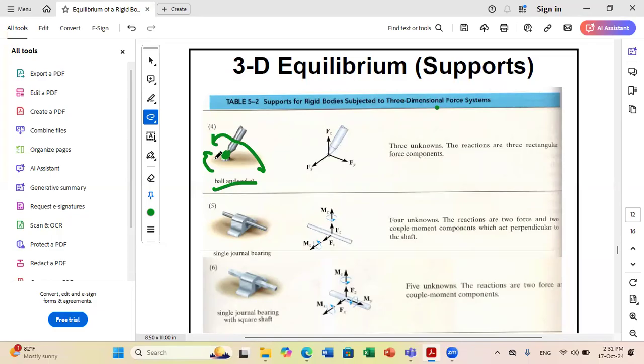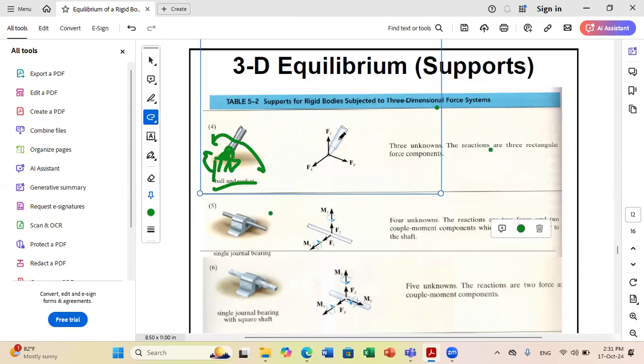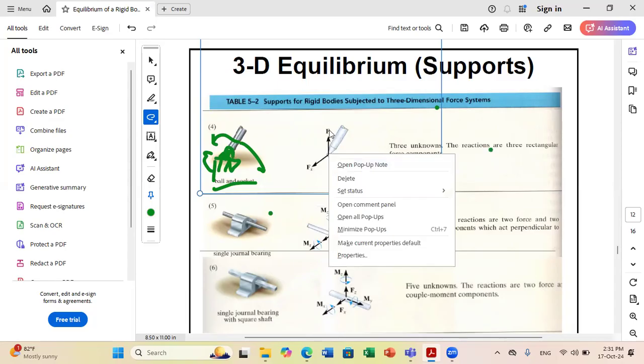So here this point is fixed to the ground, and at this point I have the freedom of changing direction, but I cannot translate because this connection is attached to the ground. I cannot translate in any direction. I can just apply a rotation in all directions. So this is called ball and socket joint. And then it will develop three reactions, three forces, one in X, one in Y, one in Z.